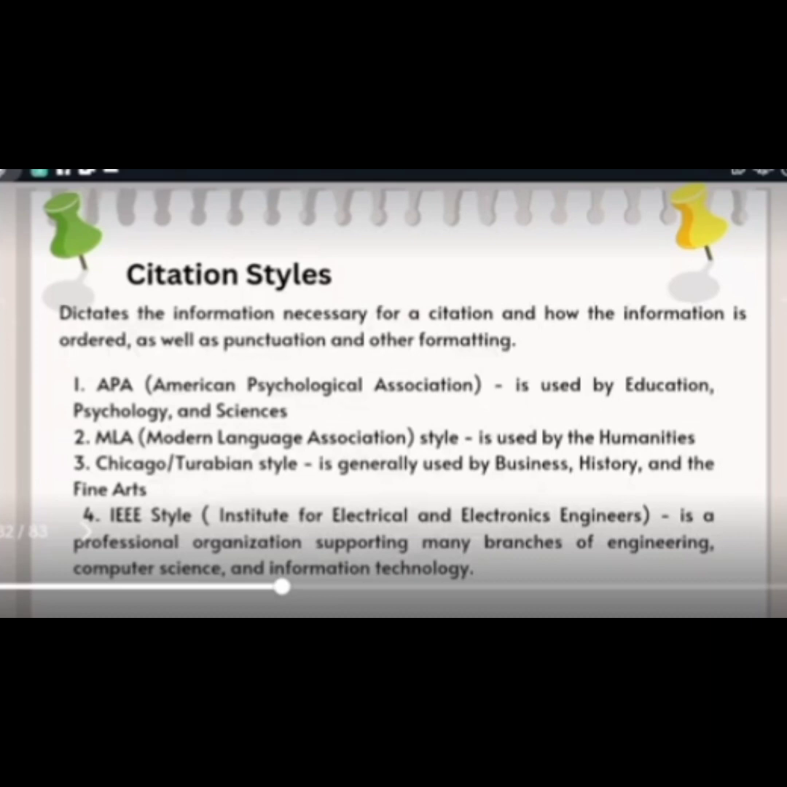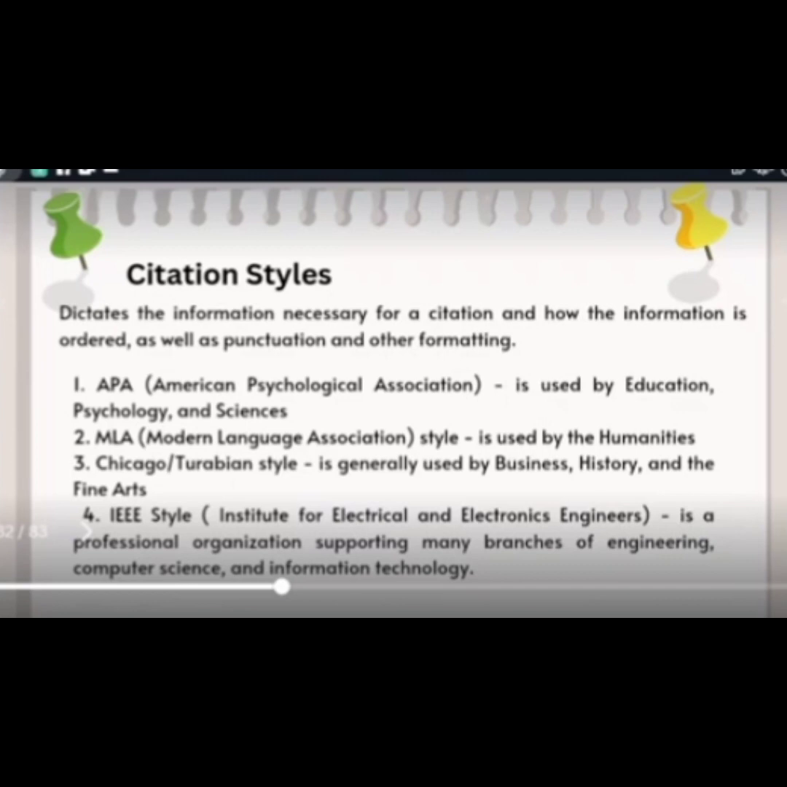Alright, moving forward, we have different citation styles. What is a citation style? A citation style dictates how the information is ordered, punctuated, and formatted. So we will know what kind of citation it is just by looking at the format of the citation.